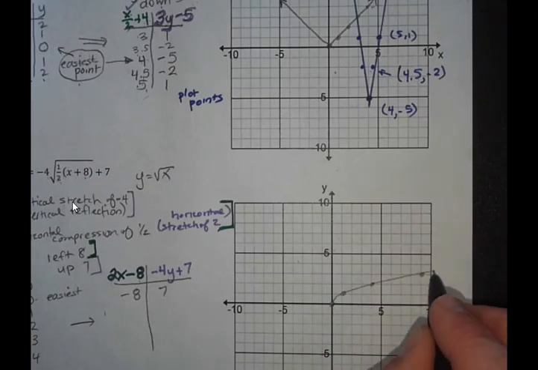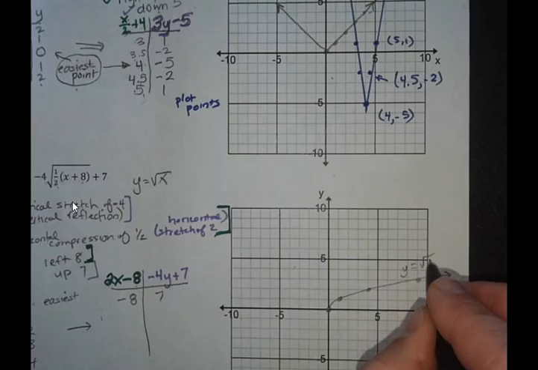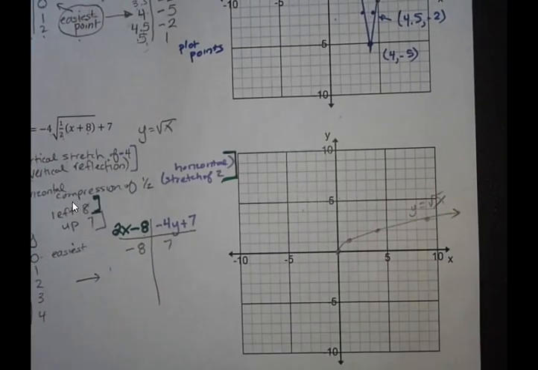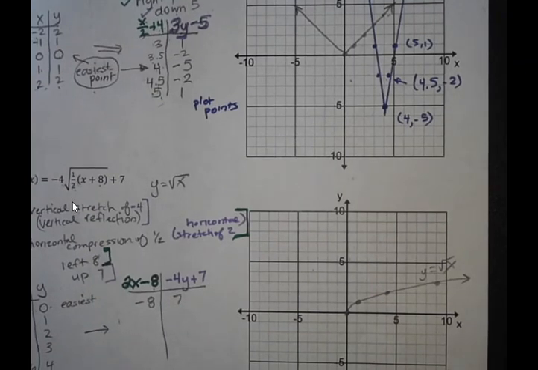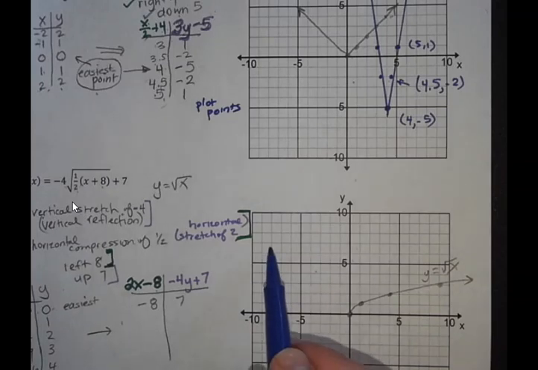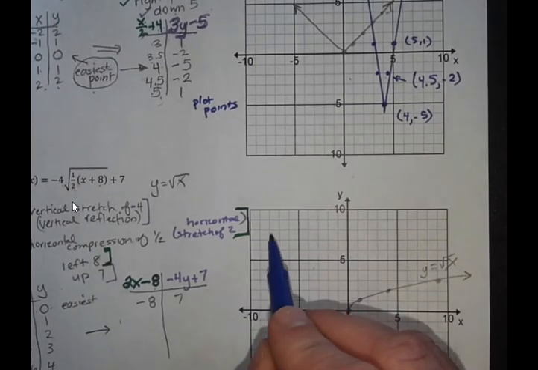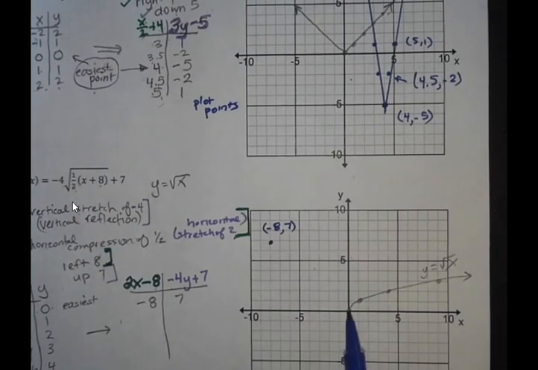All right, so there's my base function, y equals square root of x. And then now I can plot my point, negative 8, and then up to 7. There's my point. That's where this point has transformed to. Okay, now we're going to find the other points.